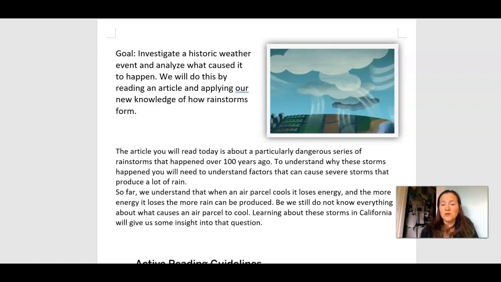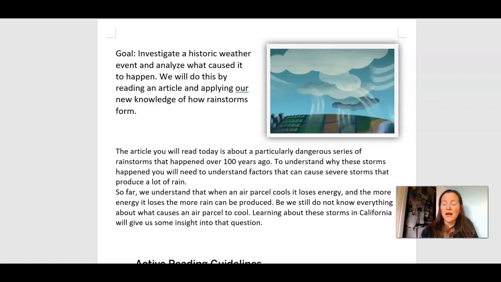So this article that we're going to read is about a particularly dangerous series of rainstorms that happened over 100 years ago. And to understand why these storms happened, you will need to understand factors that can cause severe storms to produce a lot of rain. So far, we understand that when an air parcel cools, it loses energy, and the more energy it loses, the more rain can be produced. But we still do not know everything about what causes an air parcel to cool, so learning about these storms in California will give us some insight into that question.